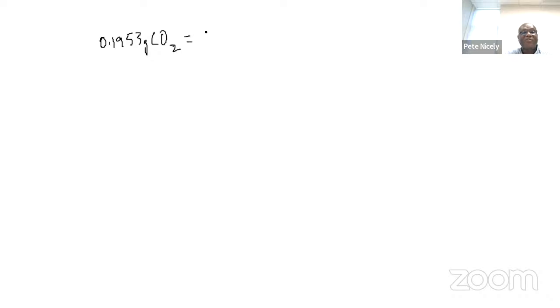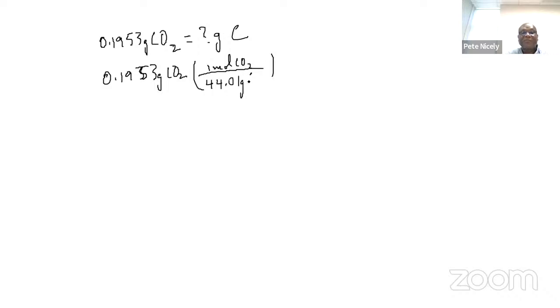And what I'm going to do is try to find the mass in grams of carbon present in that carbon dioxide. Because once we find that mass, that would be equal to the mass of carbon in the original compound, because when you're burning the compound, all the carbon in that compound will be converted to carbon dioxide. So how do we do this? Well, we start off with the 0.1953 grams of CO2. And I'm going to convert that to moles. So I'm going to have 1 mole of CO2 above, and the molar mass of CO2, which will be 44.01 grams of CO2 below.